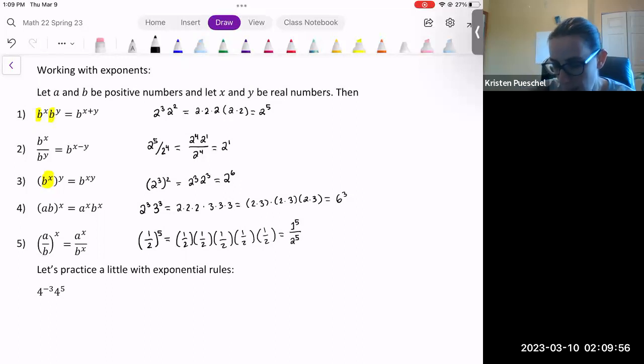So rather than having to go through and calculate this, we can just take the power. We have the numerator to the exponent over the denominator to the exponent. All right, let's try out these rules with some practice examples.